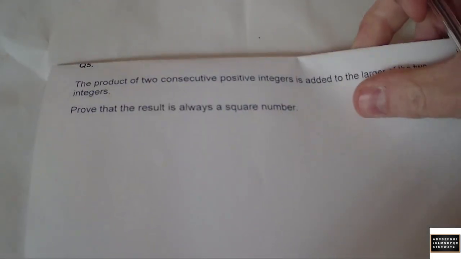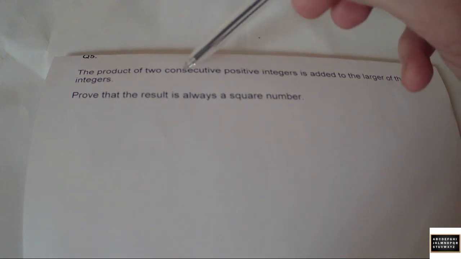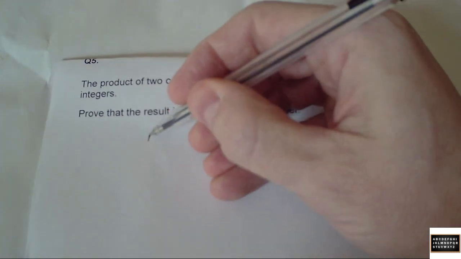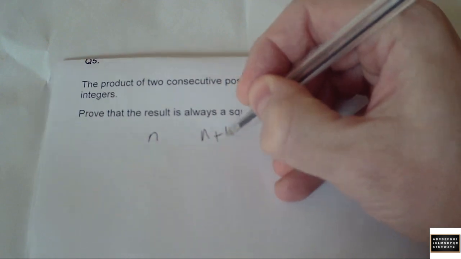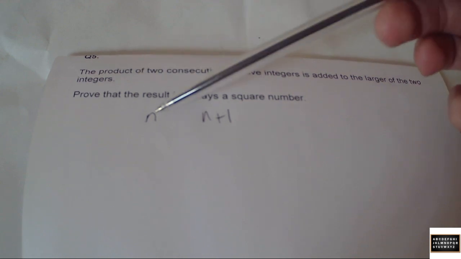Okay, moving on, this one here. So the product of two consecutive positive, remember, hone in on that consecutive word, two consecutive positive integers. Before we even go anywhere further, I'm going to write two consecutive positive integers down. They're saying a product of two consecutive positive integers added to the larger of the two integers. So what does product mean? Product means multiply these things up.